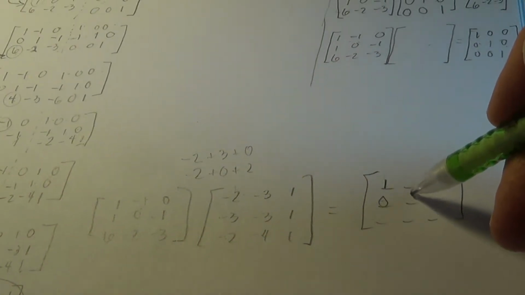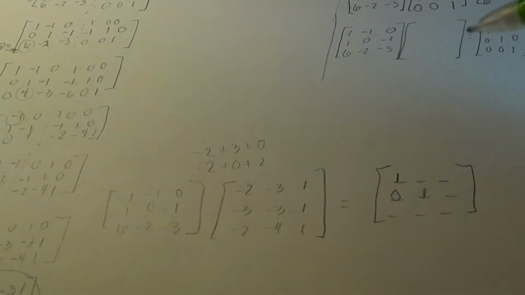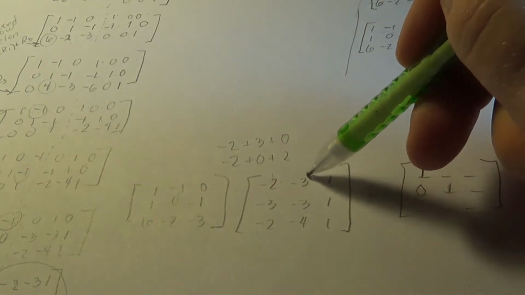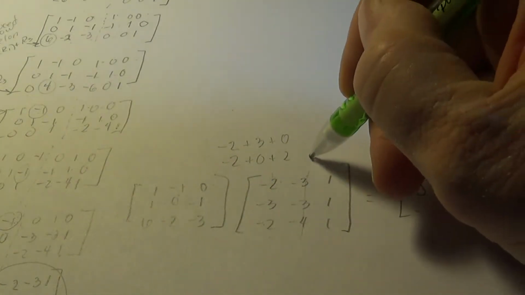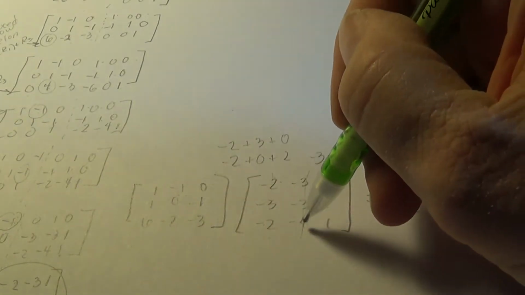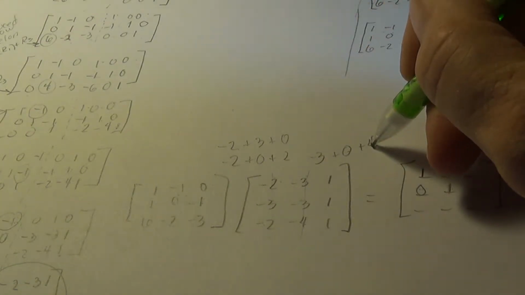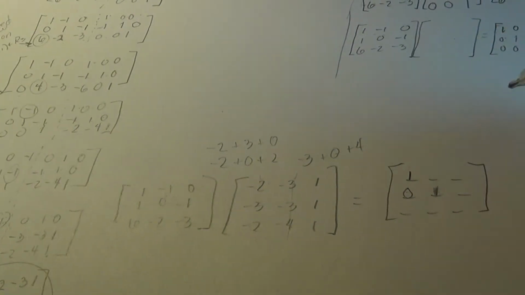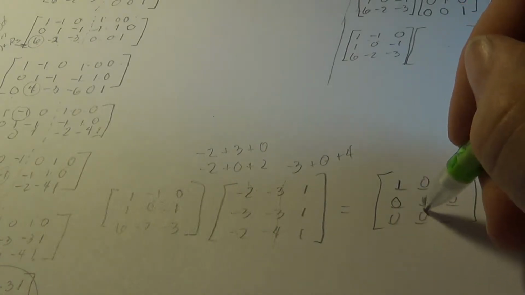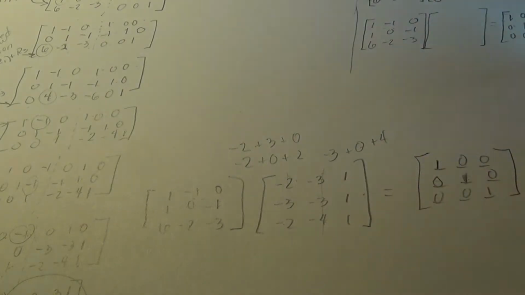Let's see if we get a 1 like we're supposed to in this position. So that's second row, second column. So we'll see if it really does come out to that. So we're going to use this row and this column. 1 times minus 3, plus 0 times anything, plus negative 1 times negative 4. So minus 3 plus 0 plus 4 is a 1. So if you check that whole thing out, you will see that you do get the identity matrix. So this must be the inverse.